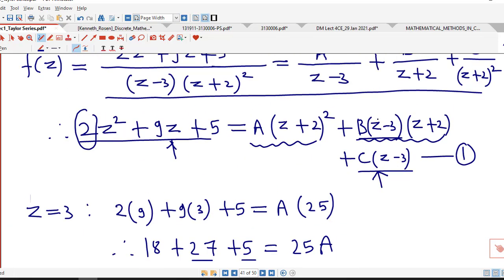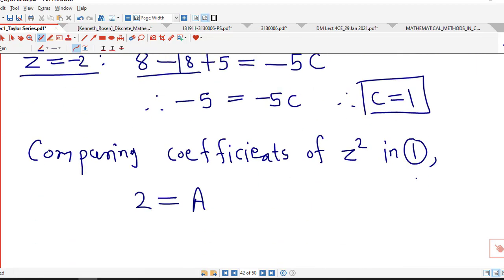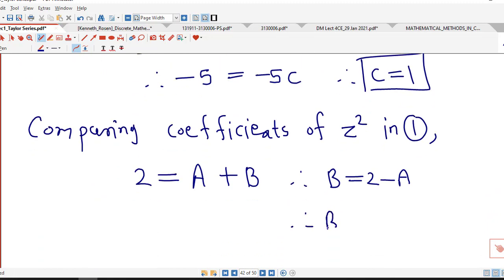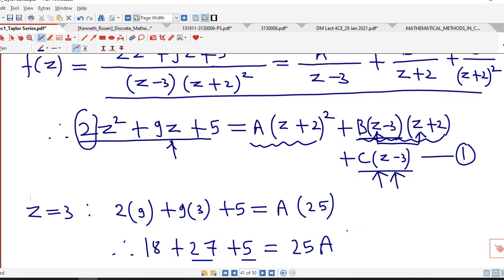In the second term, if we multiply these two, then we have z square. So there will be only one term with z square, because this is z square plus 2z minus 3z minus 6. So the coefficient of z square is b, and there is no z square term here, so we have plus b only. So therefore b equals 2 minus a, and a is 2. So therefore b is 0. So b is 0, c is 1 and a is 2.